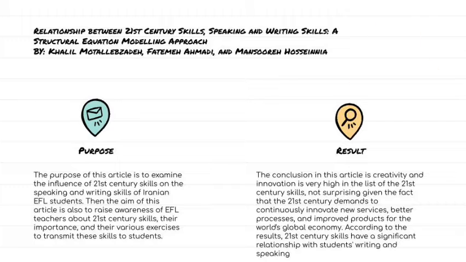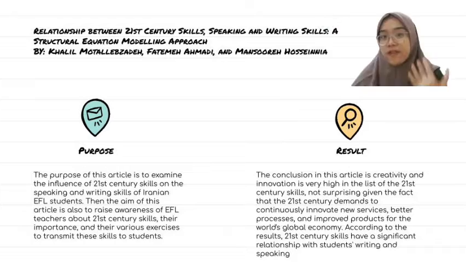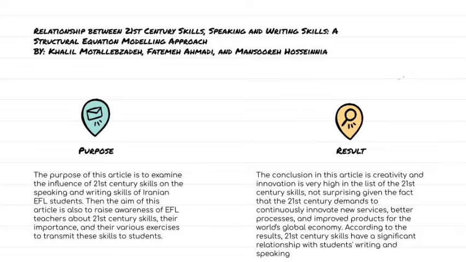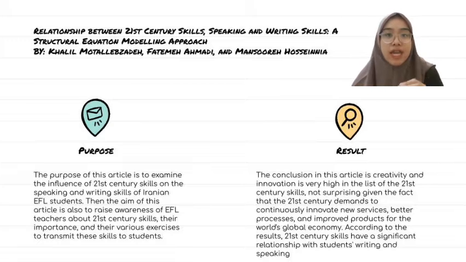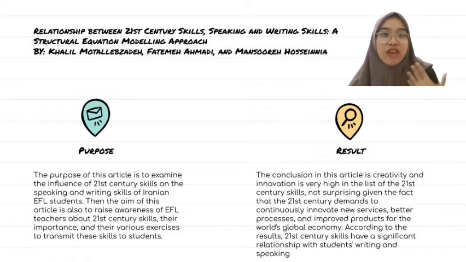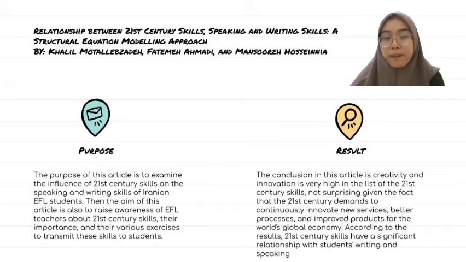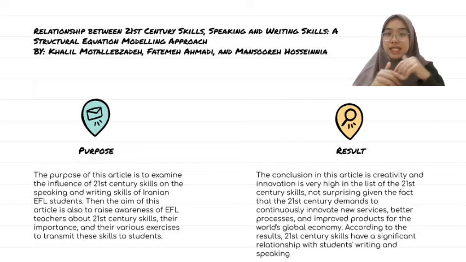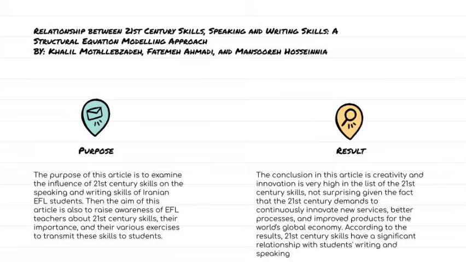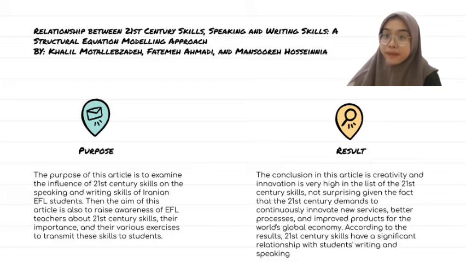Result. The conclusion in this article is creativity and innovation is very high in the list of the 21st century skill, not surprising given the fact that the 21st century demands to continuously innovate new services, better processes, and improve products for the world's global economy. According to the result, 21st century skills have a significant relationship with student writing and speaking.